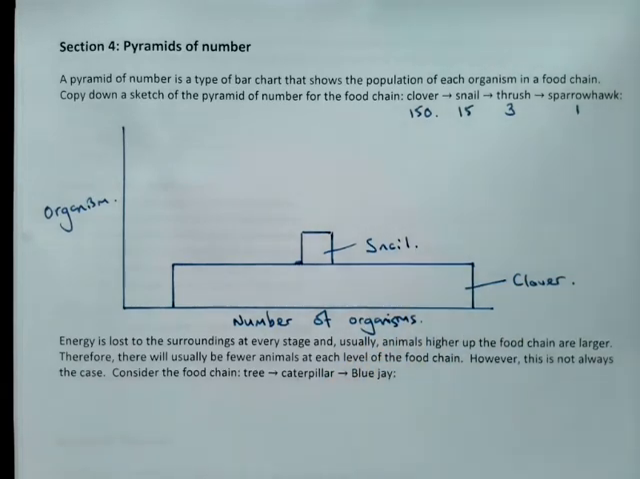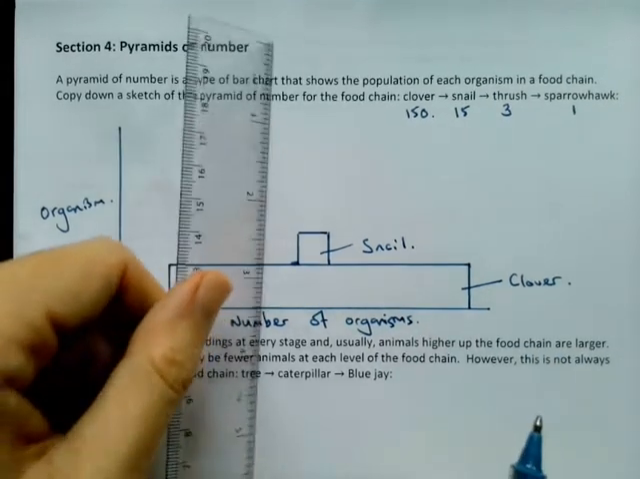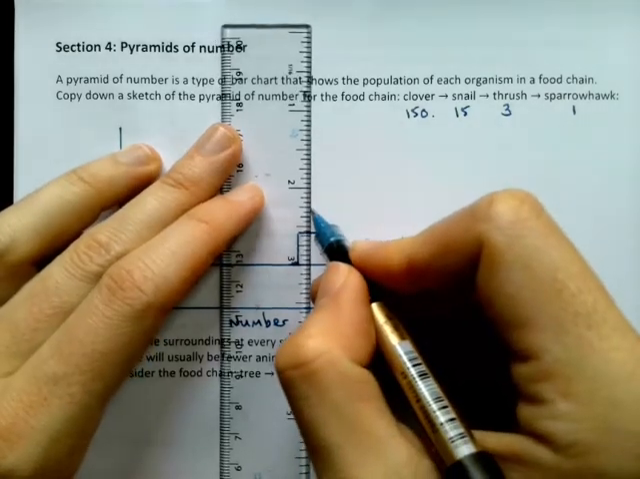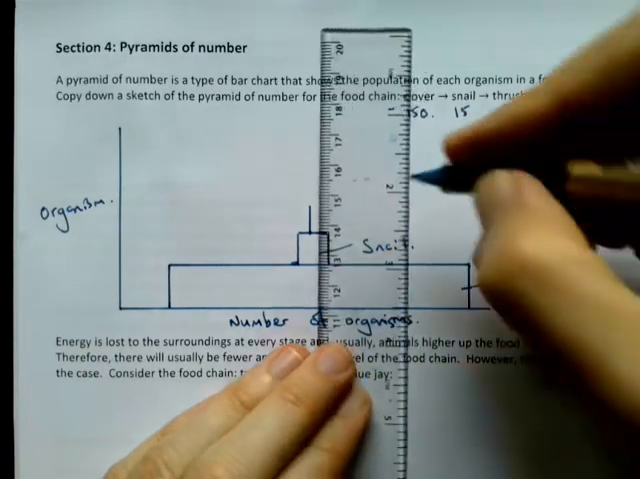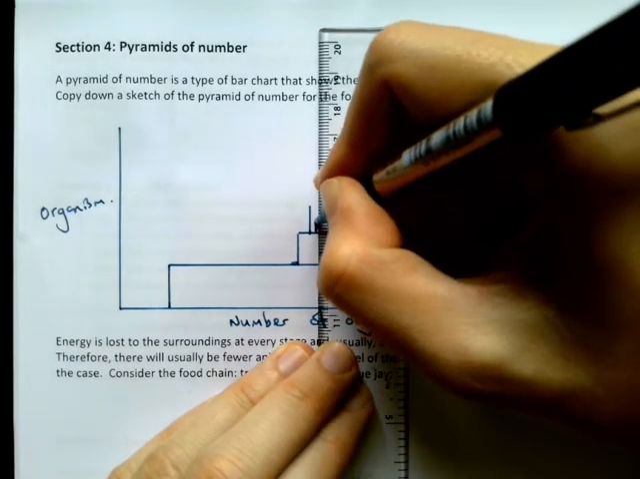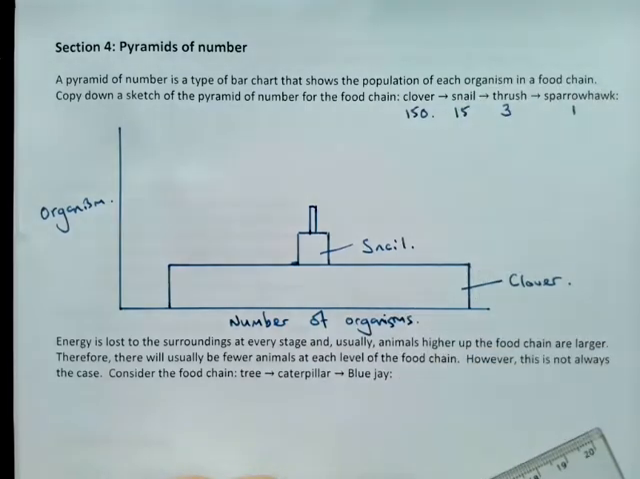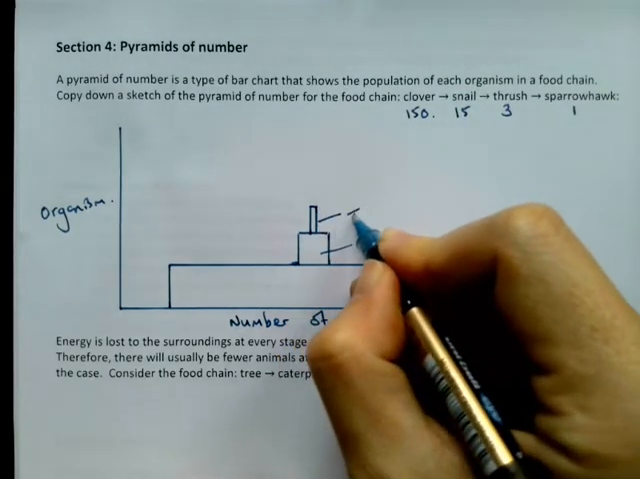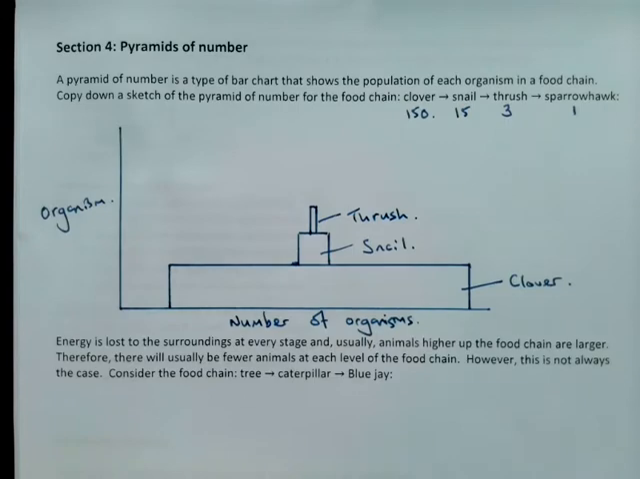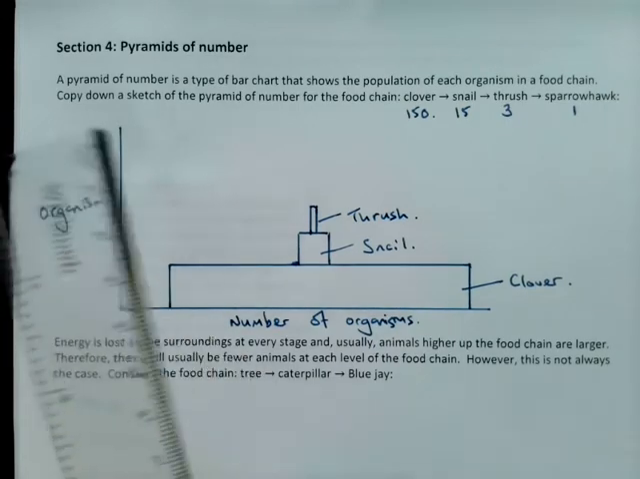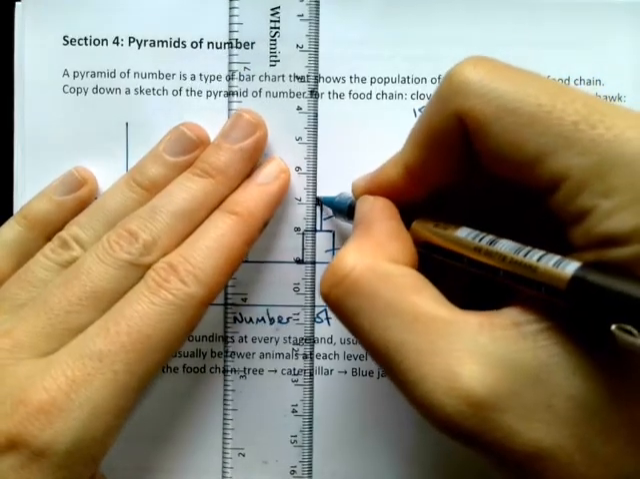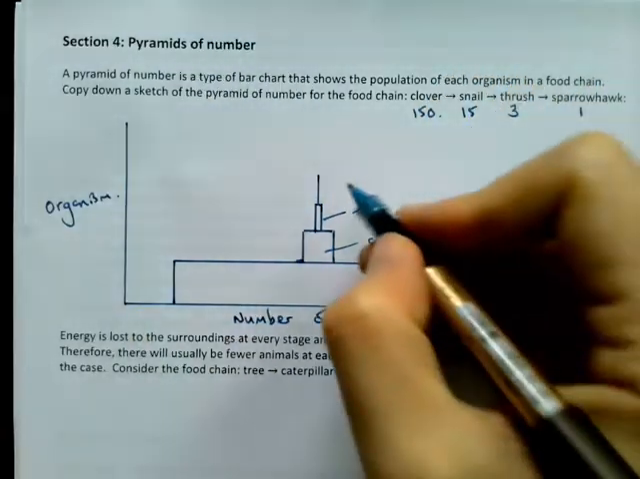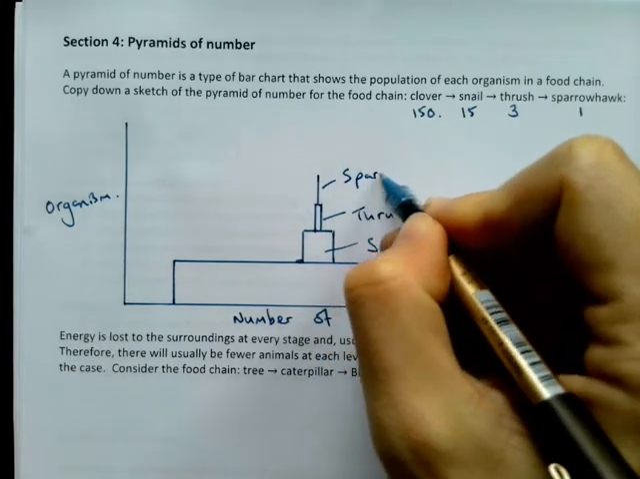All right, and then we're going to go to the next one, which is the thrush. Now the thrush is going to be even narrower. All right, even narrower. It's only going to be about 3 millimeters narrow. All right, so I need to be careful, make sure I don't smudge this when it's getting so close. All right, so that's my thrush. And then my final organism is my sparrowhawk, which I've only got one of. So for that, I'm just going to draw a line. Okay. And that is my sparrowhawk.